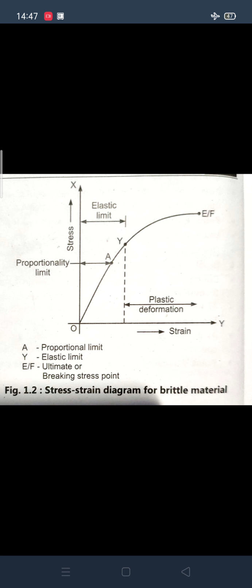So do not confuse brittle material and ductile material. Ductile material means mild steel, and brittle materials mean concrete, aluminium, and cast iron. Okay, thank you.